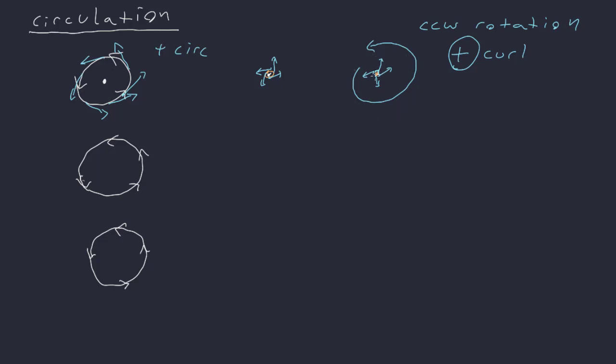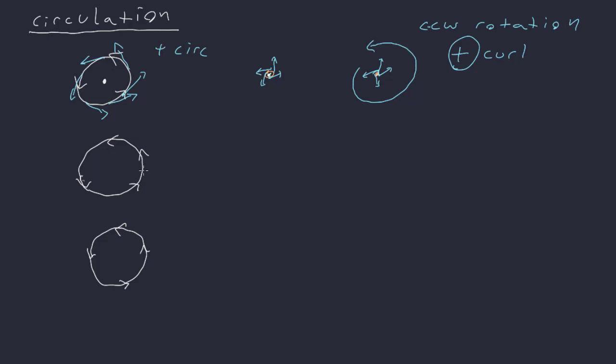I like to think of this as being like a miniature paddle wheel, right? If this were a miniature paddle wheel, this field would be causing the wheel to turn in a counterclockwise direction. Note, I'm going to start using CCW as counterclockwise, we're going to be talking about this a lot, counterclockwise versus clockwise.